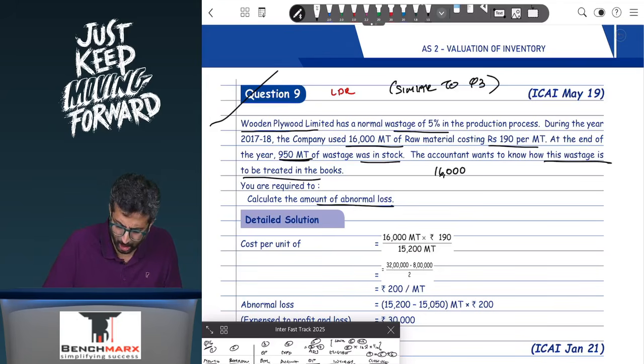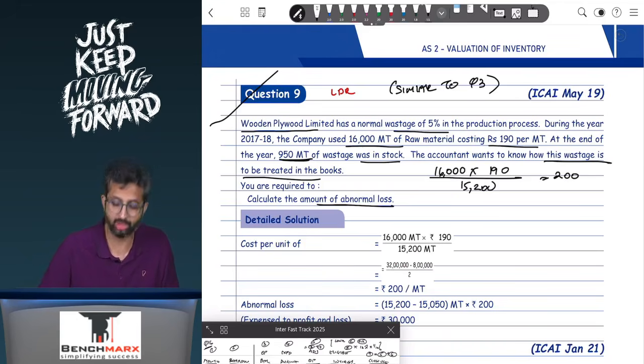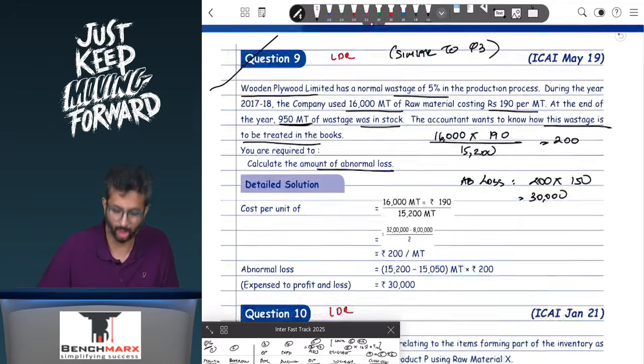Well, 16,000 into 190 is the total cost for my normal units of 15,200, and hence I will take 16,000 into 190 divided by 15,200 comes to 200 rupees. Now this is a 200 per ton cost, and hence your abnormal loss will be 200 into, for example, 150, and hence that comes to 30,000. So this will be your abnormal loss working.